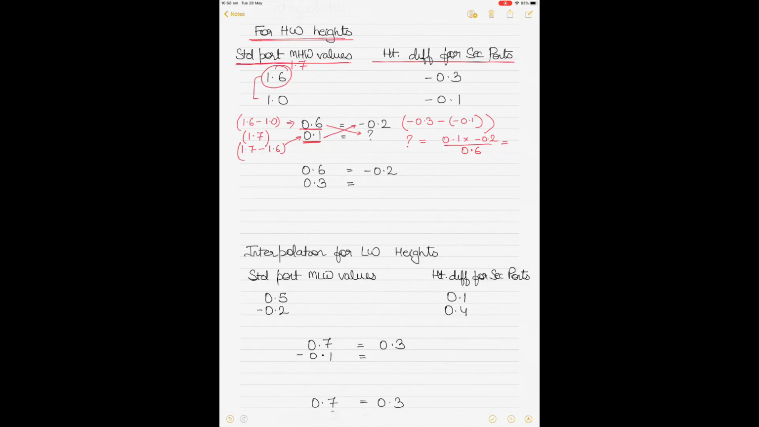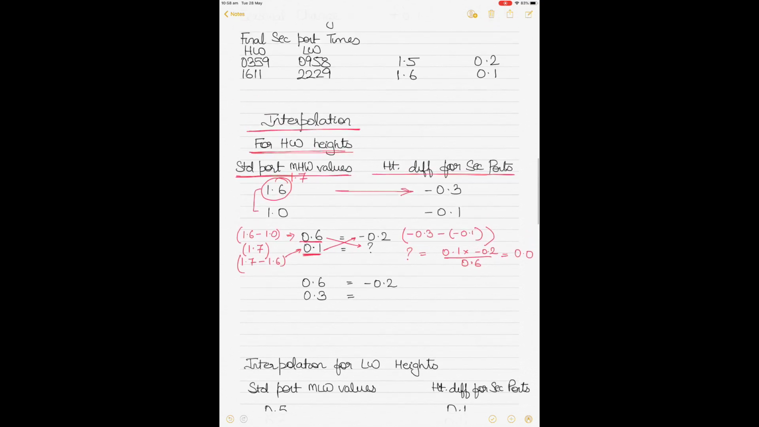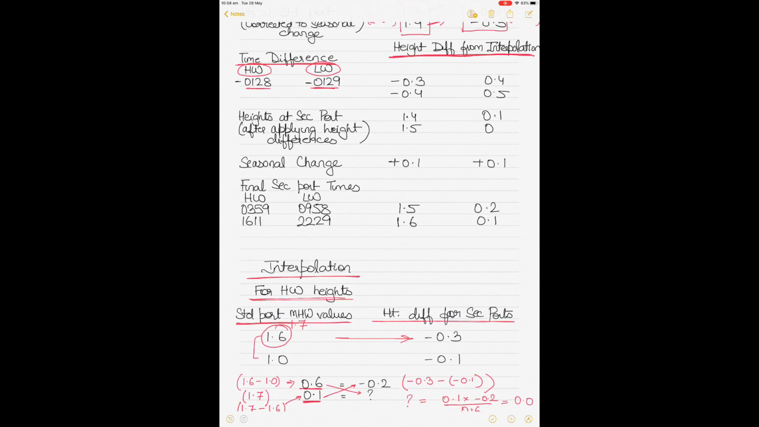Let me do that again. 0.1 multiplied by minus 0.2 divided by 0.6 is almost 0. I'll take the first decimal figure, so this is 0.0, and therefore I'll have no correction. For a height of tide of 1.7 meters, my height difference will be the same as for 1.6, which is minus 0.3, and that's why I have put minus 0.3 here.